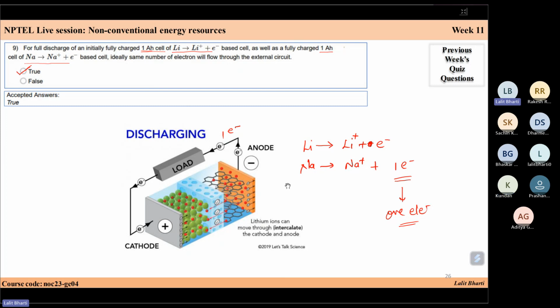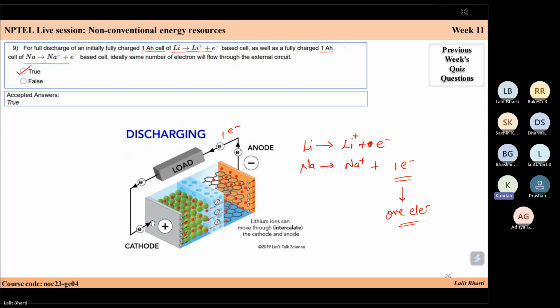Let's say you have aluminum ion batteries. So what happens? Aluminum has the valency of +3. So Al will convert into Al3+ and then 3 electrons. In a single reaction, you will get 3 electrons. So the statement that the same number of electrons will flow through the external circuit will be incorrect, because for a single reaction, the number of electrons that flow will be larger.